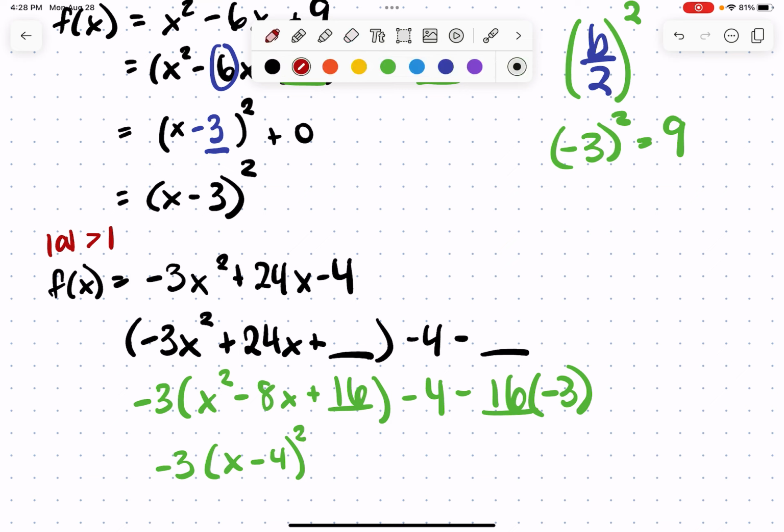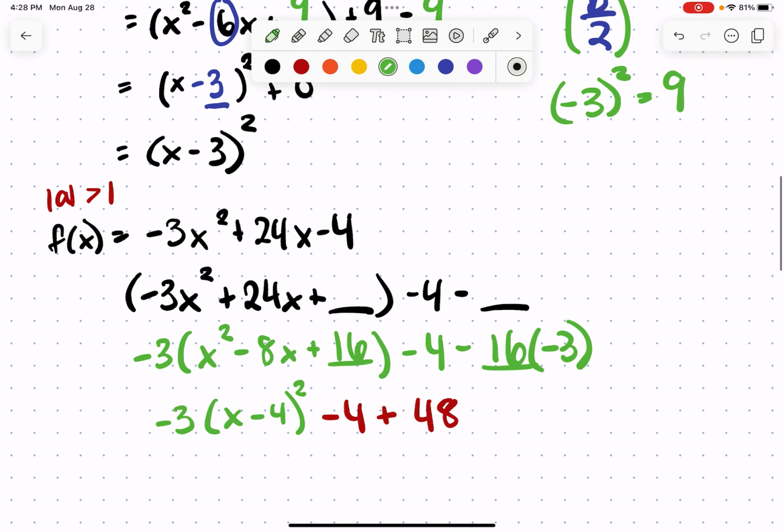So to simplify, that minus 4 is going to stay the same, and now we are adding in 16 times 3. And that is 16 plus 16 is 32, and 32 plus 16 is 48. So we have positive 48, because that was negative 16 times negative 3, so we get a positive 48. And so our final answer should be negative 3x minus 4 quantity squared plus 44.